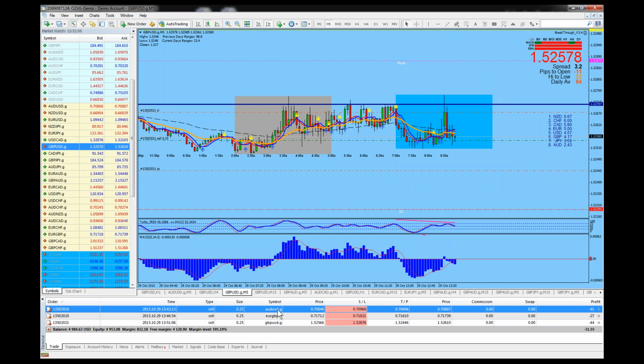All right, so we've got Aussie dollar sell, pound dollar sell, which makes sense because the dollar is on the cross side, so we're not hedging ourselves indirectly. And euro pound. So let's go there, and let's bring euro pound up to the top of the list.